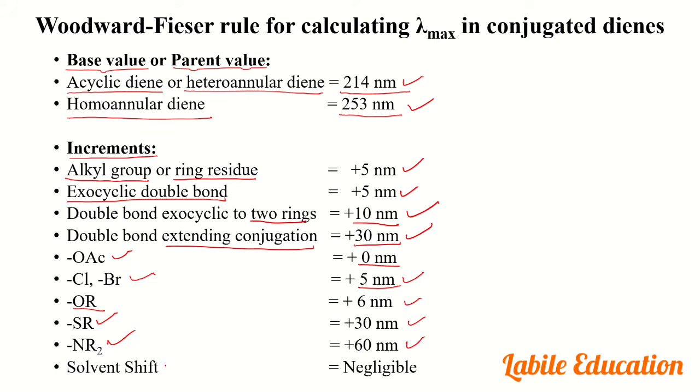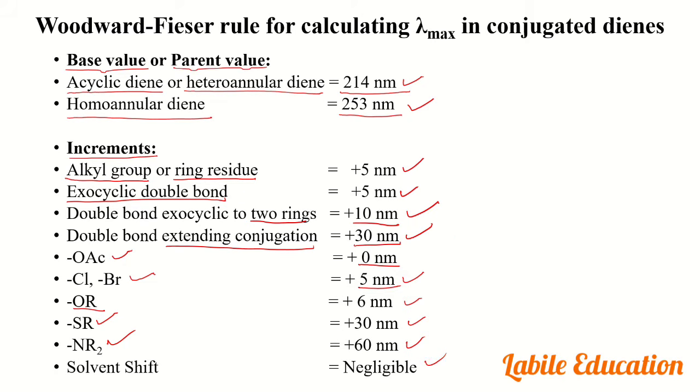Suppose we want to calculate the lambda max value in different solvents. Suppose these values are given in ethanol and we want to calculate in hexane or cyclohexane. In that case there will be no solvent shift, because it will be negligible or minimal, so there is no solvent effect in diene systems.